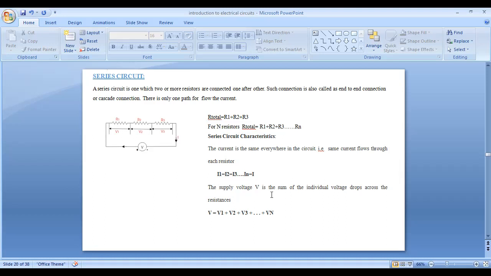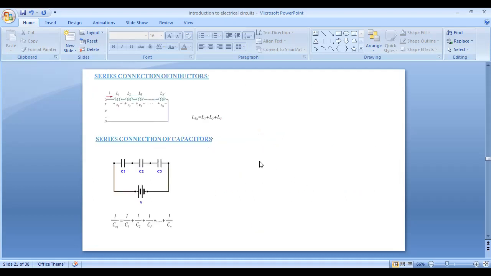And the supply voltage V is the sum of the individual voltage drops across each resistor. See, in this circuit we have three resistors. Across the three resistors, the voltage drop is different, that is V1, V2, V3. So the sum of these three voltage drops is equal to the supply voltage. If you are connecting N resistors, then V is equal to V1 plus V2 plus V3 plus so on up to Vn.